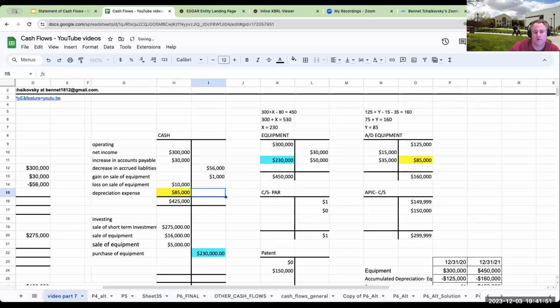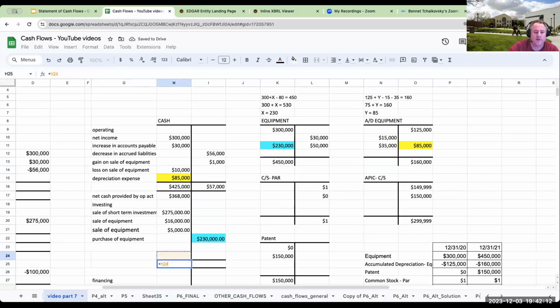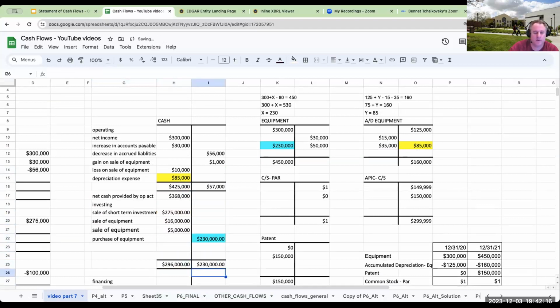So over here, I've got total debits of 425. I have total credits of 57. I subtract the smaller from the larger balance, leave the remainder on the larger side. This is going to give me net cash provided by operating activities of 368. For my investing, I had 275 plus 16 plus 5, minus 30.